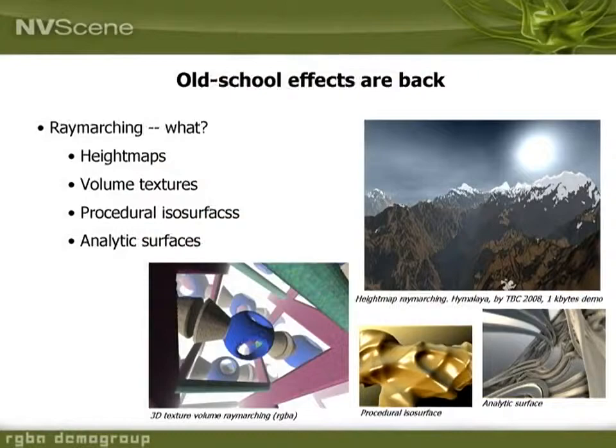So again, what can you ray march? Anything you want. You can ray march height fields or terrains or 2.5 dimension objects, as they also call them. You can ray march volume textures, so 3D textures with 1 and 0 saying solid or not solid, object or not object. You can ray march procedural isosurfaces like metaballs, or analytic surfaces. So actually, I have one example of each here. The one on the right is Tracing. You probably know it. It's a 1K intro. The coder is sitting there. He will probably speak about it today or the next day, so I don't know when.